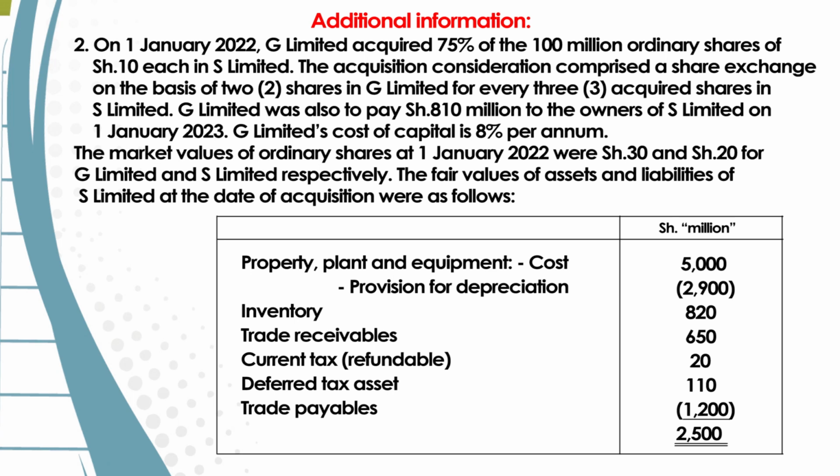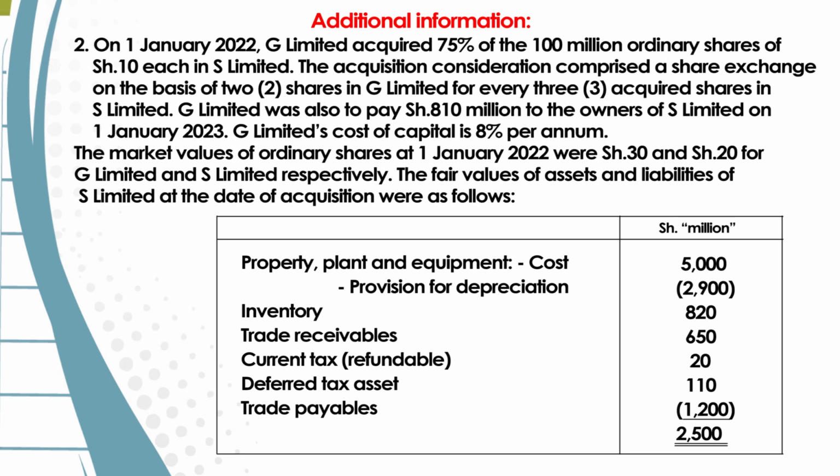And then we are also told the market value of the ordinary shares as at 1st January 2022 were 30 shillings and 20 shillings for G Limited and S Limited respectively. And then you're told the fair value of the assets and liabilities of S Limited at the date of acquisition were as follows. So we are told the parent company here acquired a subsidiary during the current financial year, and the subsidiary acquired is S. So in paragraph 2 of note 2, we are given the assets and liabilities of that subsidiary which was acquired.